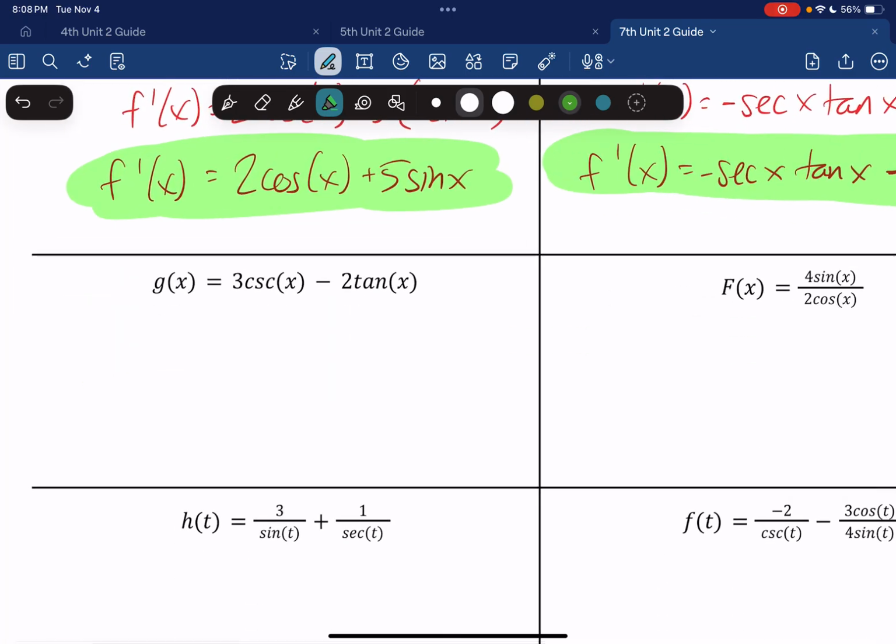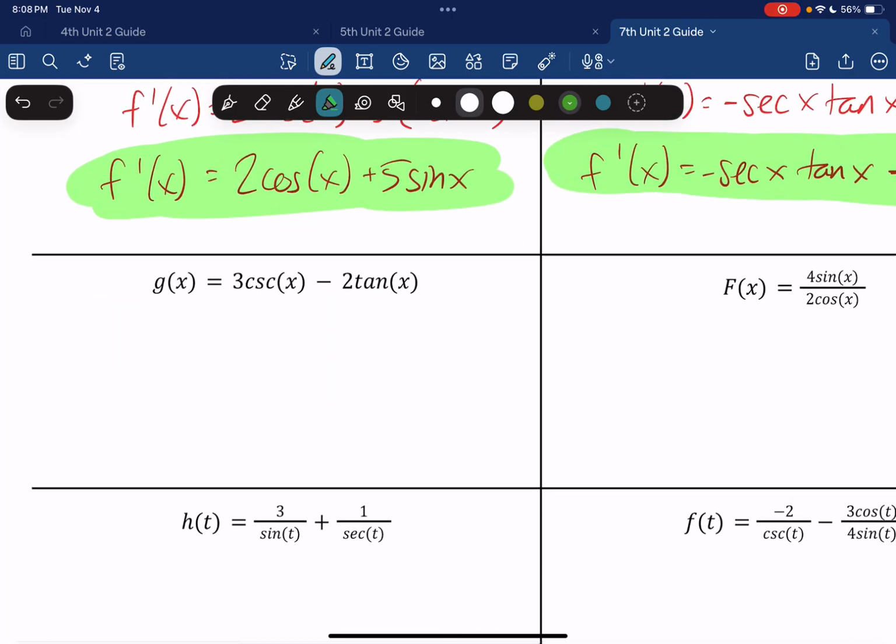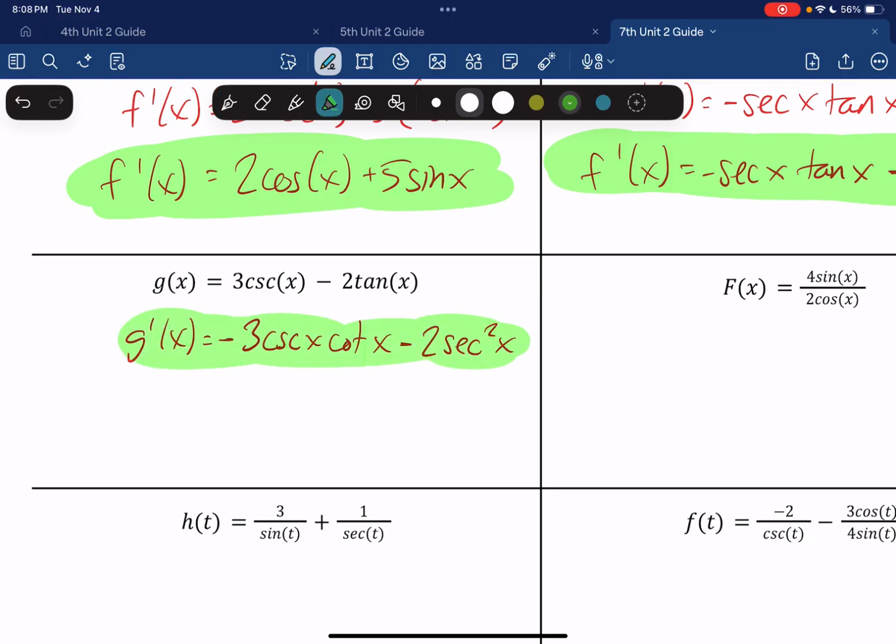All right, next up I got 3 cosecant x minus 2 tangent x. So this is again just working with those derivatives, nothing too crazy. So the derivative of cosecant is cosecant cotangent, negative. So I got that the derivative here is negative 3 cosecant x cotangent x. And then the derivative of tangent is secant squared. So then this is minus 2 times secant squared x. And there's g prime of x.